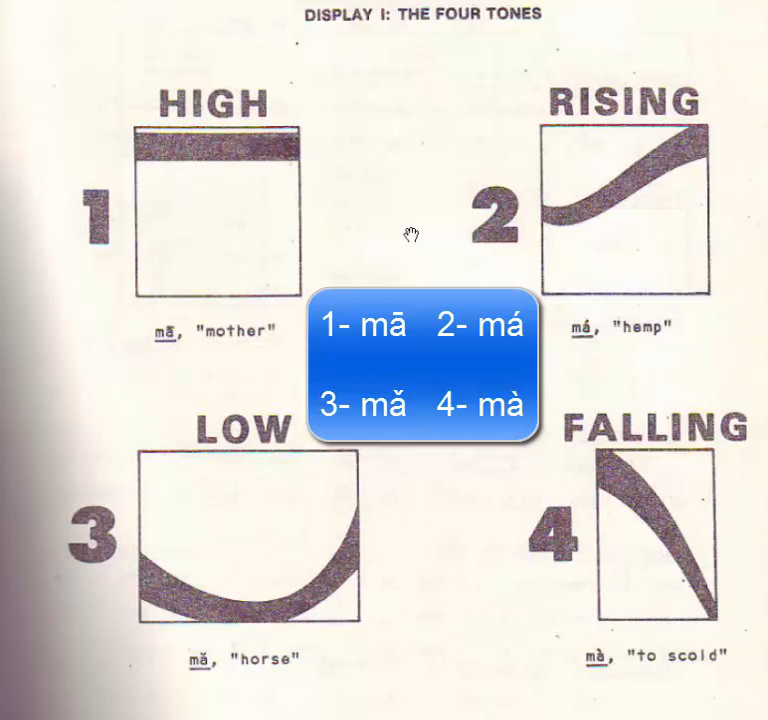Listen to the 4 Chinese words which appear in display 1. They are presented in the traditional order of the 4 tones.